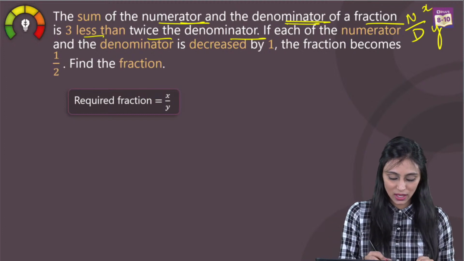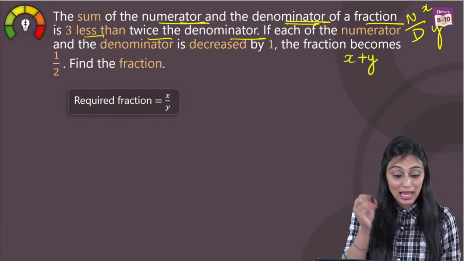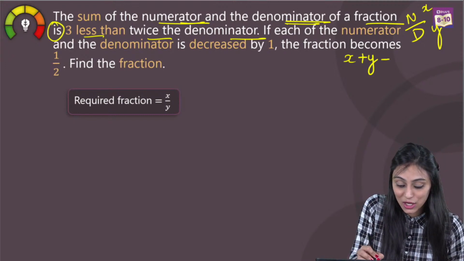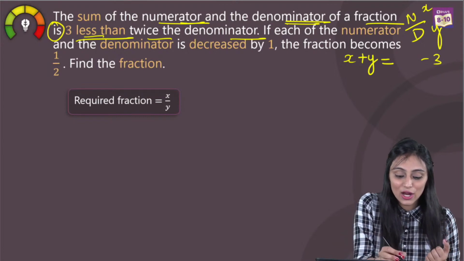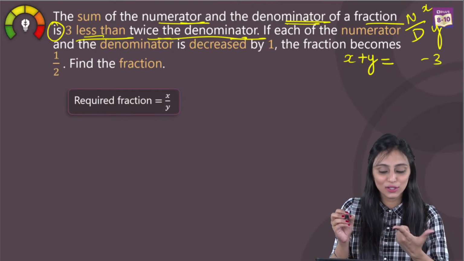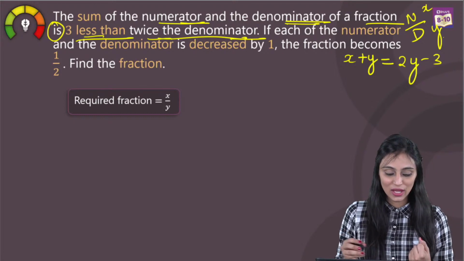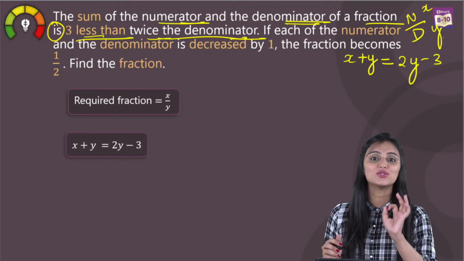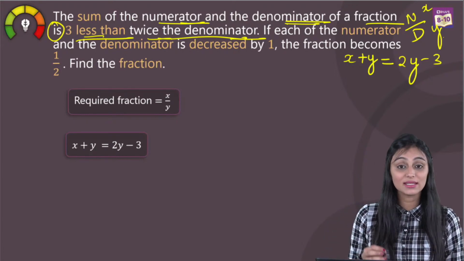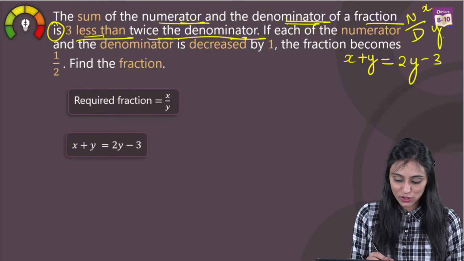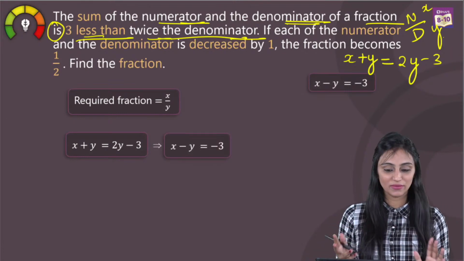The sum of numerator and denominator is 3 less than twice the denominator. What does that mean? We are talking about the sum of numerator and denominator. That's going to be x plus y. Is means equal to 3 less than what? It is 3 less than twice the denominator. What is the denominator here? The denominator is y. That's going to be 2y, right? So here I'll write x plus y equals 2y minus 3, right? So I can say that it's going to be x minus y equals minus 3 once you simplify this.